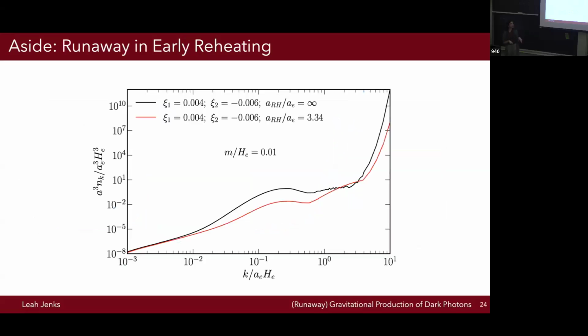And what we find is actually that there's not really any difference. So this black curve is the late reheating case that I showed you previously. And then the red is this early reheating. And we can see that the runaway is a little bit less drastic than it is in the first case, but still not resolved. So this doesn't solve the problem either.